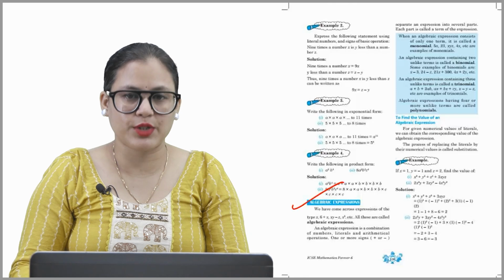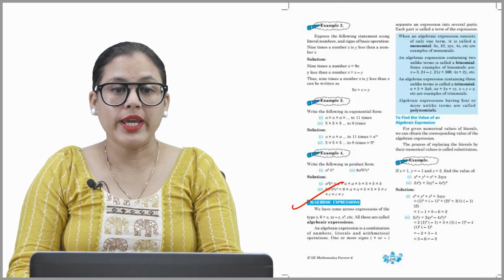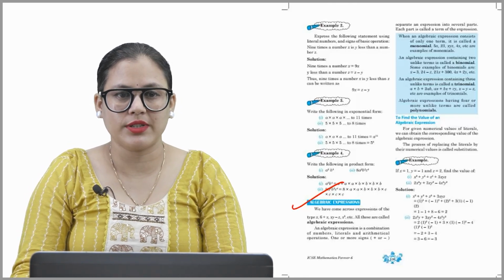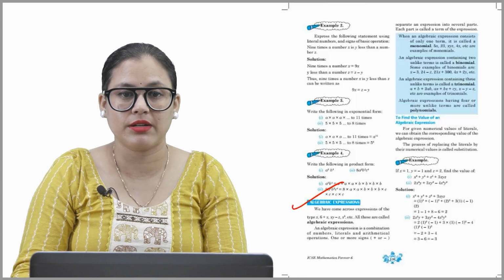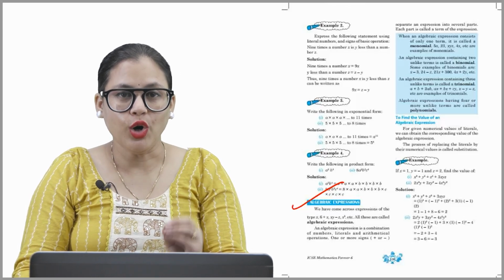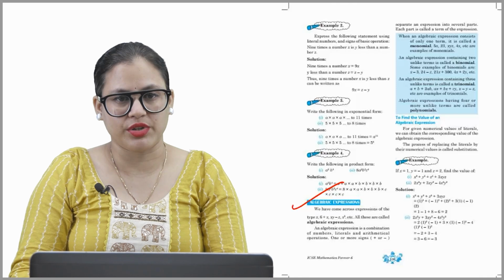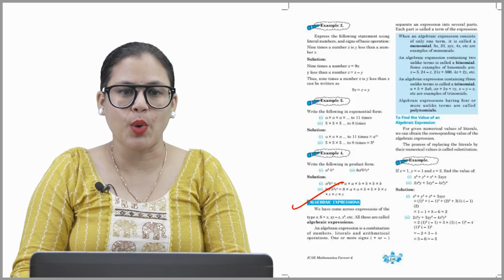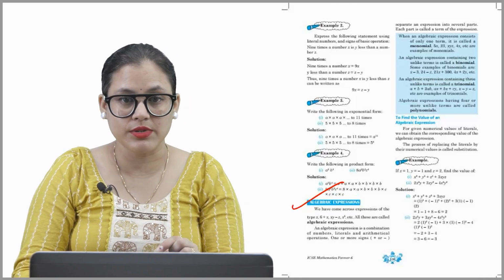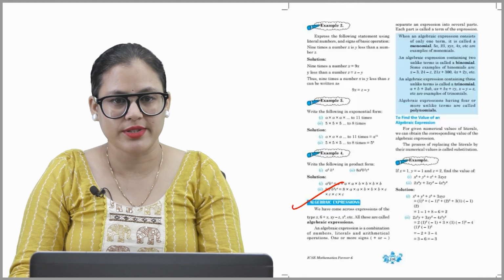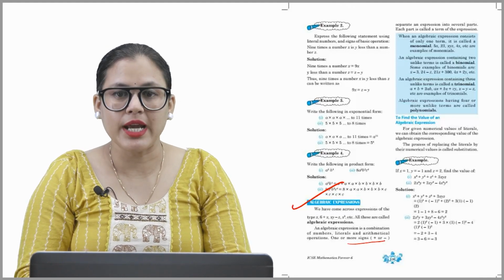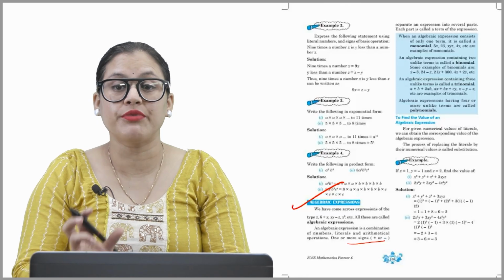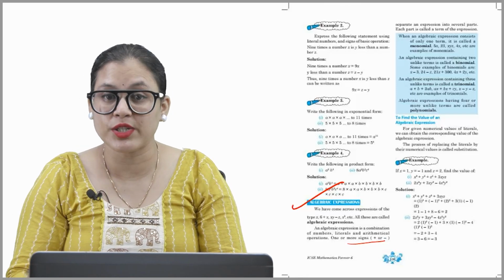Next, algebraic expressions. We have come across expressions of the type x, 6 plus x, xy minus z, minus x raised to the power 5, etc. So all these are called algebraic expressions. An algebraic expression is a combination of numbers, literals, and arithmetical operations. One or more signs, that is plus or minus, separate an expression into several parts, and each part is called a term of the expression.